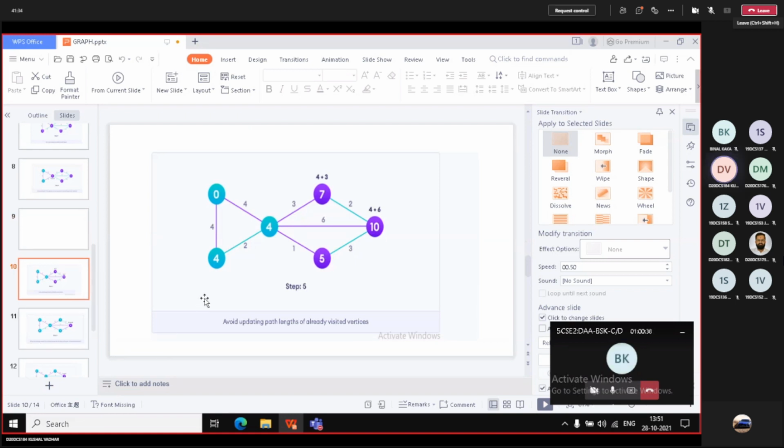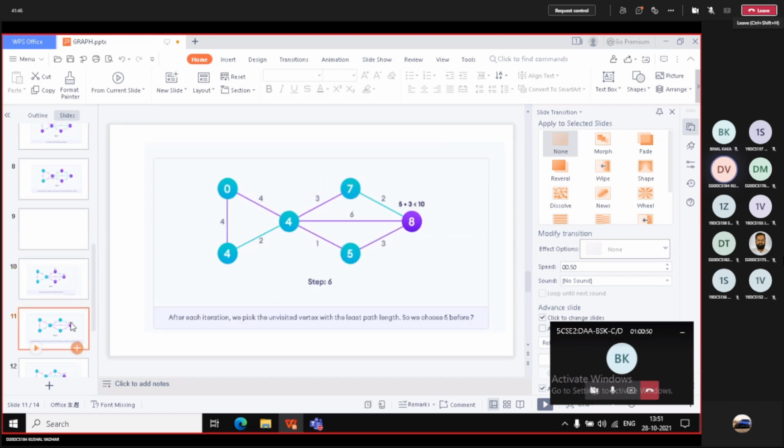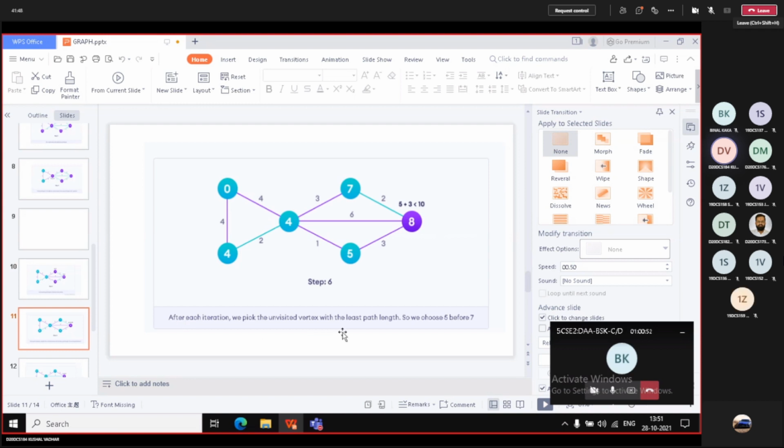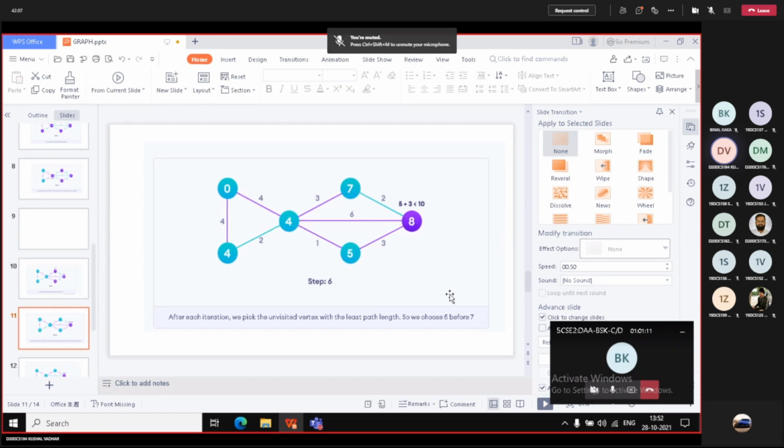Avoid means after that we have to visit every node and make a list of unvisited nodes and visited nodes. Avoid updating the path length of already visited vertices. After each iteration, we pick the unvisited vertex with the least path length. So we choose 5, 4, 7. In this, 4 plus 3 and 7 plus 2 are the values here, and this is 4 plus 1 and 5 plus 3. So this one is smallest. We choose 5.